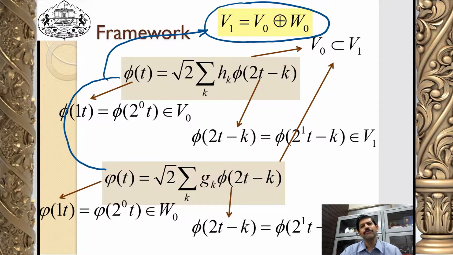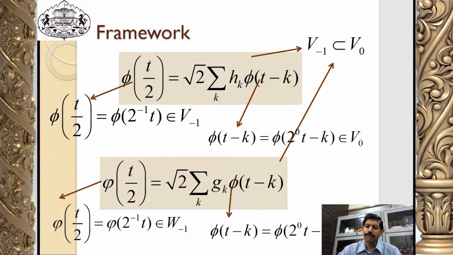We also can think of similar constructs while moving down the ladder. For example, in this dilation equation, it is phi of t by 2, that is phi of 2 raised to minus 1 t. So this belongs to v of minus 1. And so we can also write down equations of this kind: v of minus 1, which is a subset of v of 0, v of minus 2, which is a subset of v of minus 1, and it continues.